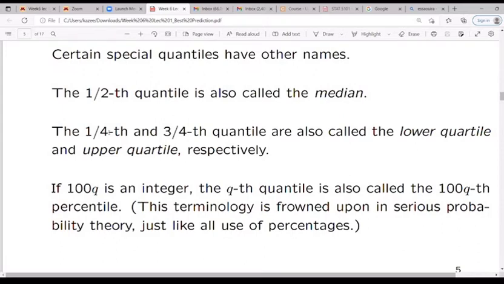And if it is a percentile you want, like if you want to talk about the 90th percentile, you basically plug in 0.9. If you want the 75th percentile, you plug in 0.75. Whatever percentage you want, you plug that in to replace Q, and you'll be able to determine the corresponding value of X.